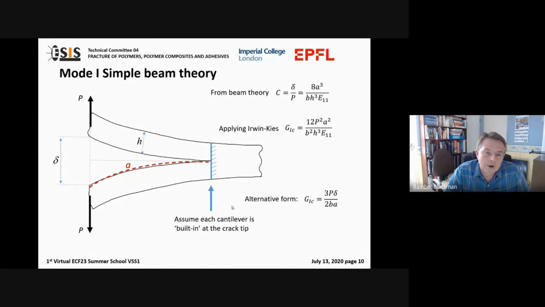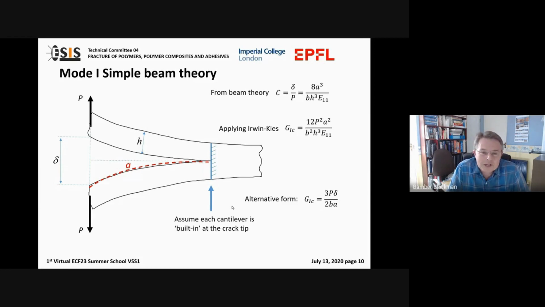And if we have a thickness of H for the upper substrate, which would equal the thickness of the lower substrate here, we can define a crack length, which is obviously the curved length from the load line to the crack tip. Now, in the analysis for the double cantilever beam, we assume for the application of simple beam theory that the crack is built in at the crack tip.